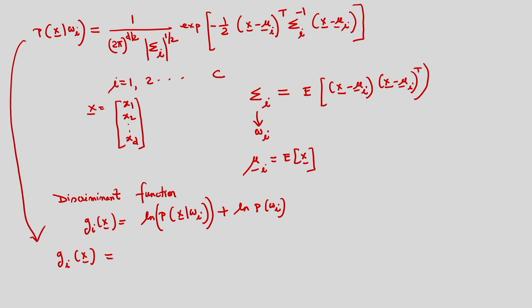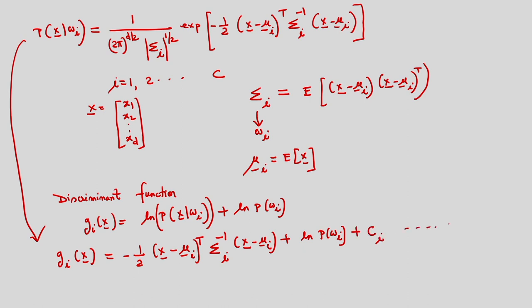What will be the discriminant function? It is minus 1 by 2 x minus mu i transpose, the inverse of the covariance matrix for the class omega i, times x minus mu i, plus ln, plus c i. c i is a constant. Let us consider this as equation number 1. What is c i? c i is a constant.